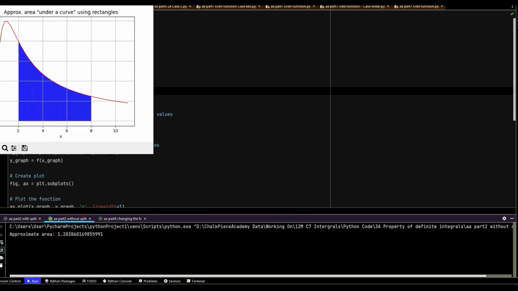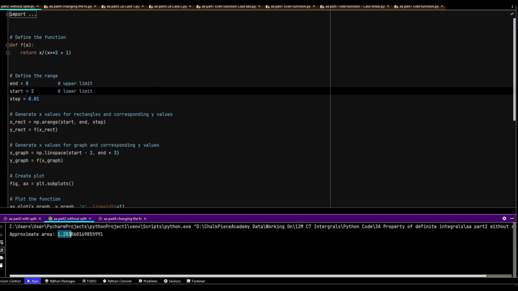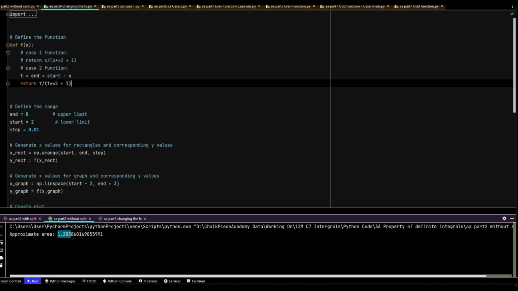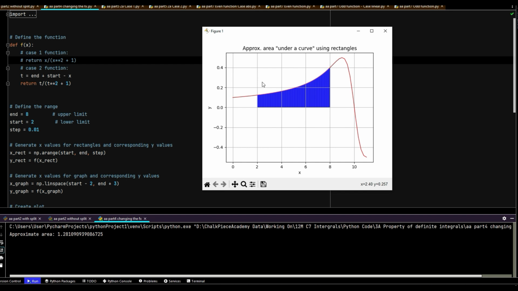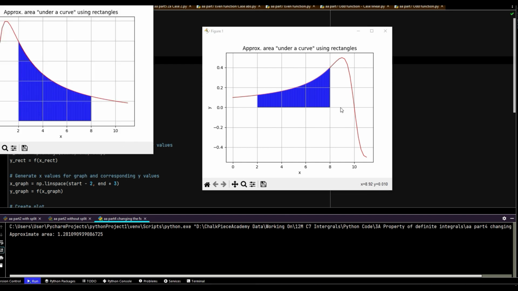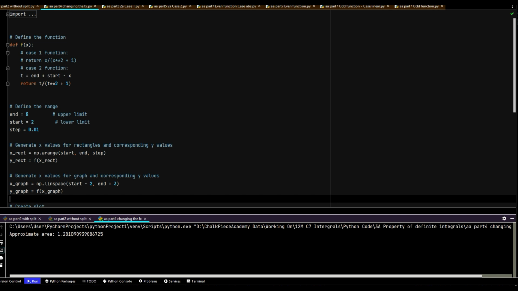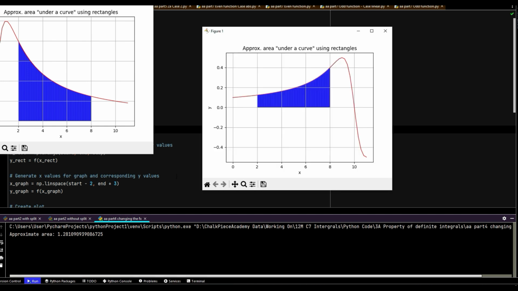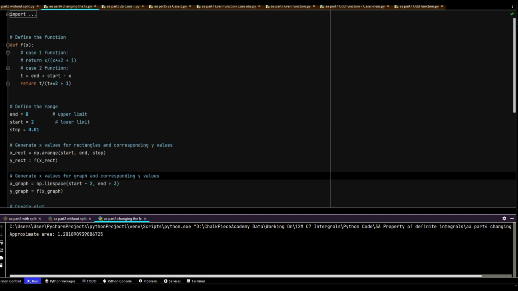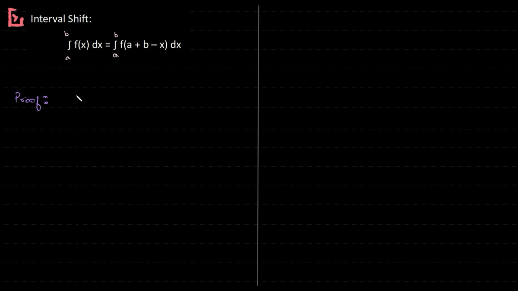Graph is this and the value is 1.283. Remember this value. And graphically over here, it is not the same, is it not? Can you see that? It's not the same. But when it comes to area, you can see that 1.28. Instead of 3, it's 1. The difference is because of step and all of that. There are quite a few things that will affect the result. So the point is, yes, graphically it's not the same, but in terms of value, it turns out to be the same. I'll show you the proof. Then it will make sense.